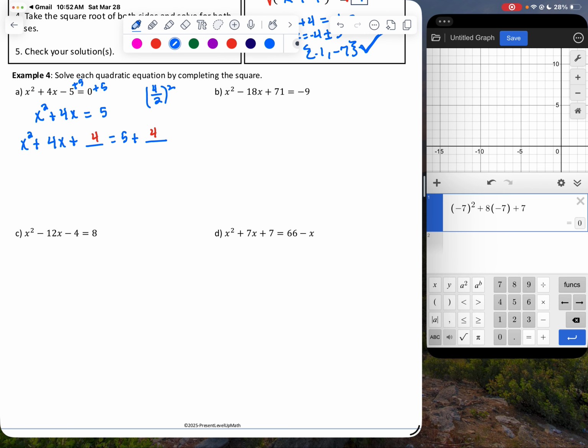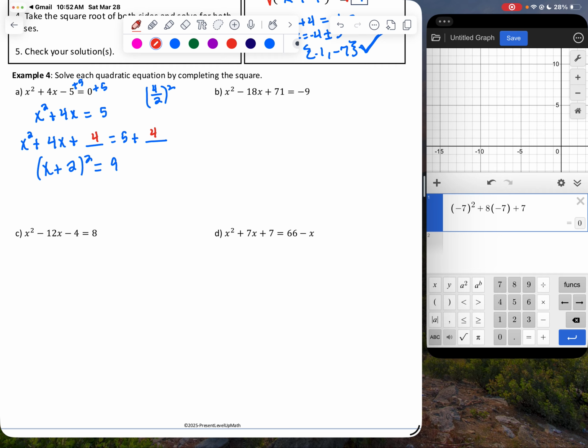Again, the reason we did this is we were trying to create a perfect square trinomial, because perfect square trinomials are very easy to factor. So now factor the left side. X, square root of x squared is x. Square root of 4 is 2. So x plus 2 squared equals 9.